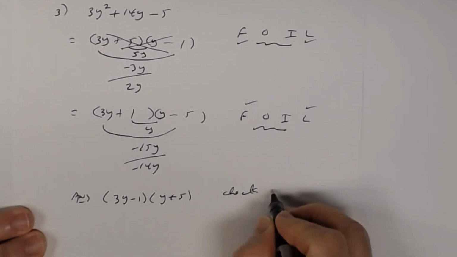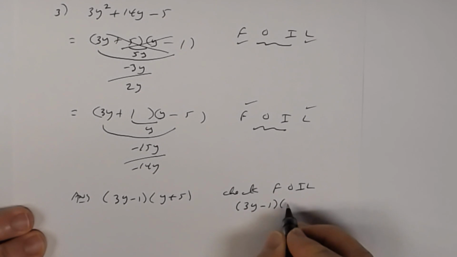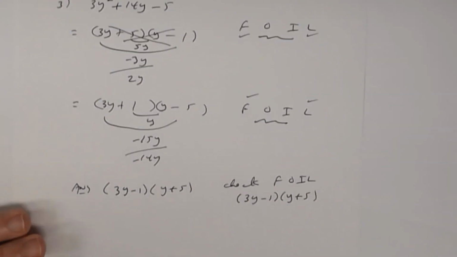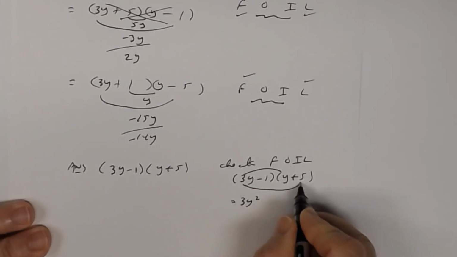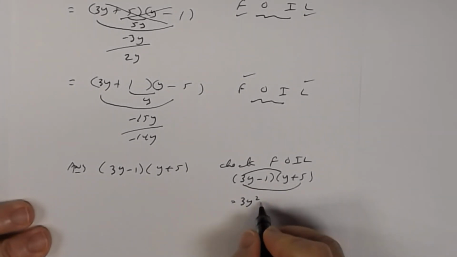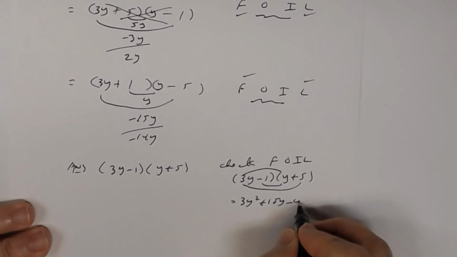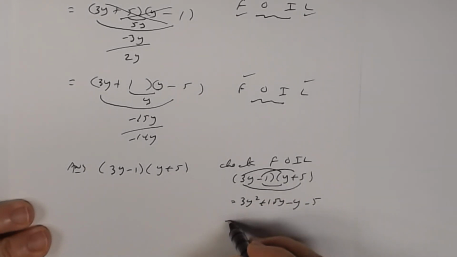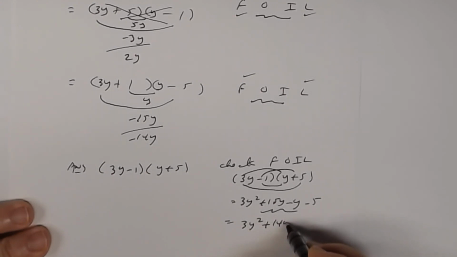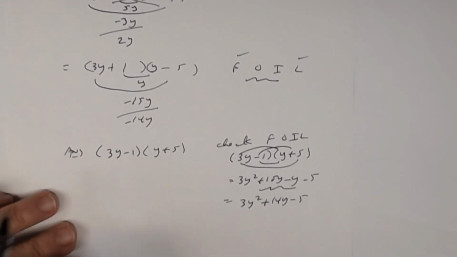But always check again. Make sure you check this. So we're going to check by using FOIL. I'm going to rewrite this over, and we're going to check it. If I FOIL, 3y times y is 3y squared. The outer, 3y times 5 is 15y. The inner, negative 1 times y is a negative y. The last, negative 1 times 5 is a negative 5. And when I combine like terms, I get 3y squared plus 14y minus 5, which is what I wanted. So there's the answer.